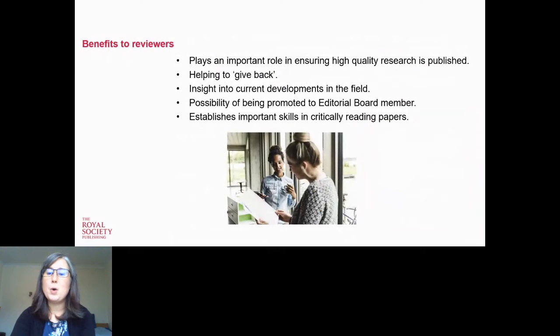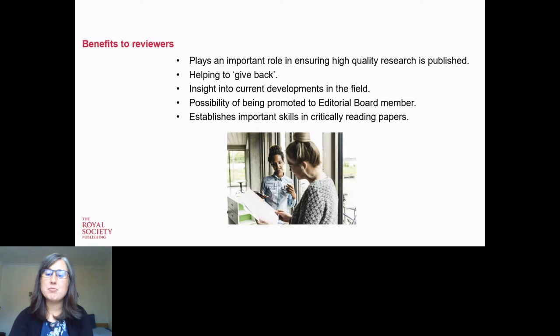There are a number of reasons why it can be so beneficial for researchers to get involved in peer reviewing manuscripts, and why it's good to begin early on in your research career if possible. Firstly, it means you play a role in the broader scholarly communication ecosystem by helping to ensure good research is published, and you have the opportunity to use your expertise to give back to the scientific community. It can also provide insight into other researchers' work and the developments in your field.